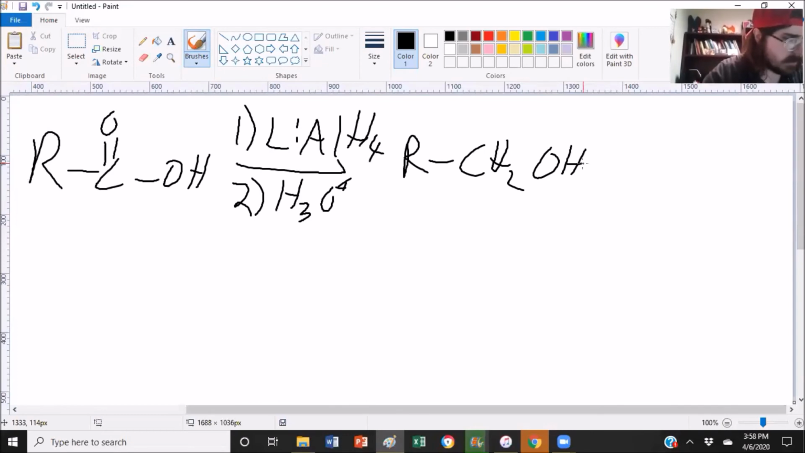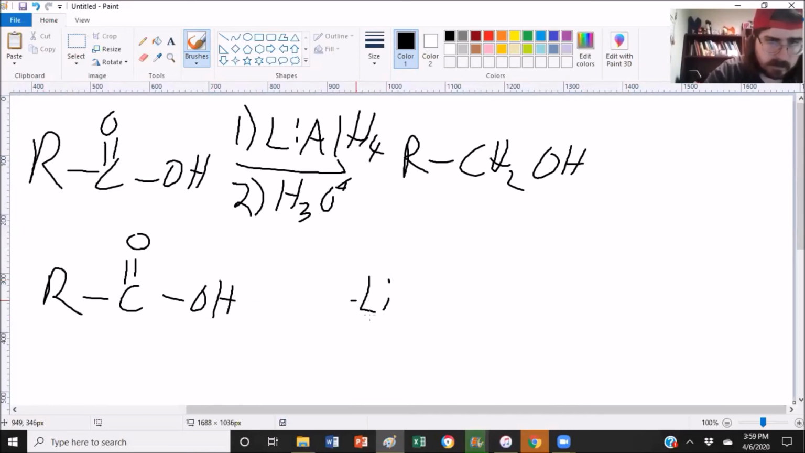Now, this is one of those things where the mechanism isn't fully known. This is a proposed mechanism. It's one of those really hard things to determine, so bear with me. The first step involves the lithium, which is just the positive charge. We don't need that. The aluminum hydride is the important thing.